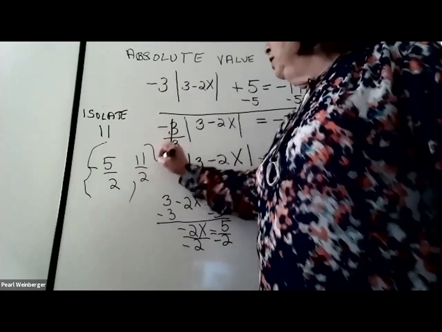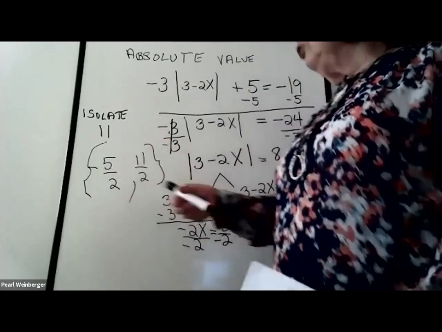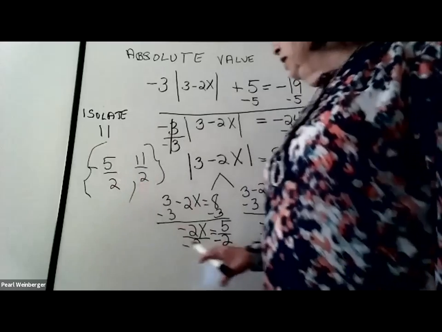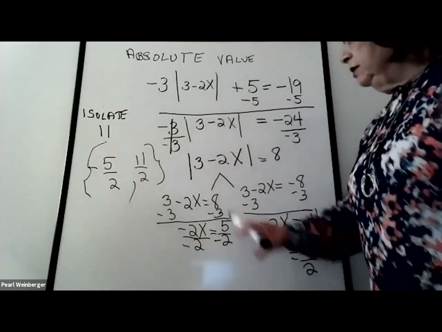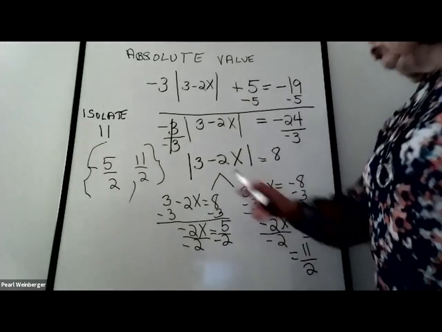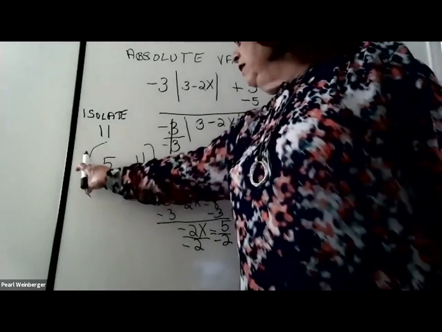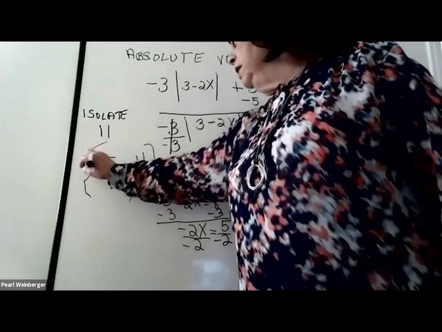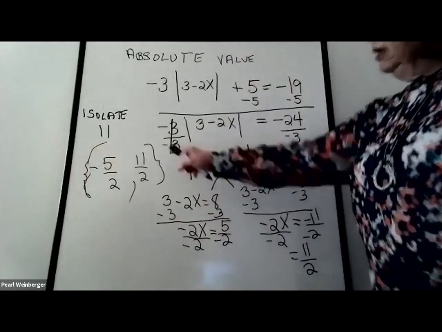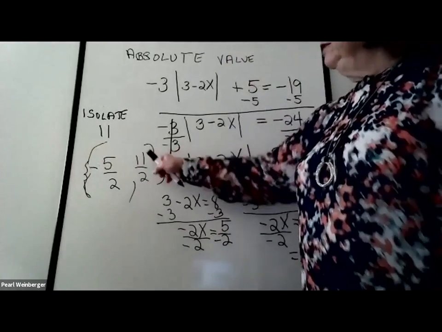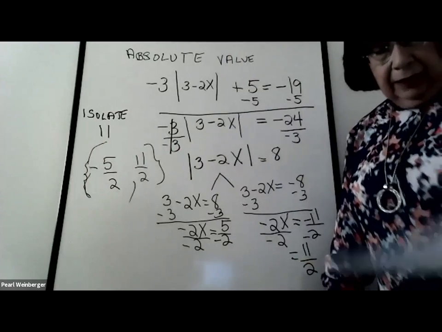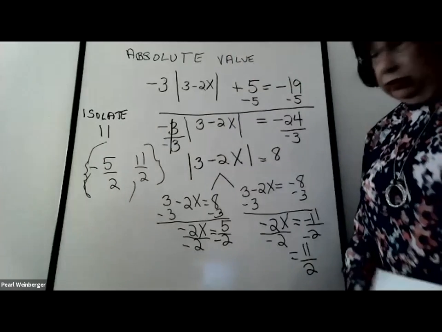You don't have to change your answers to decimals, though if you did, it wouldn't be wrong. We usually leave our answers as fractions if they come out to be fractions, making sure to reduce them if they can be reduced, but these can't be reduced, so this is it. So we get our two answers, -5/2 and positive 11/2. And that's how we solve these absolute value equations.